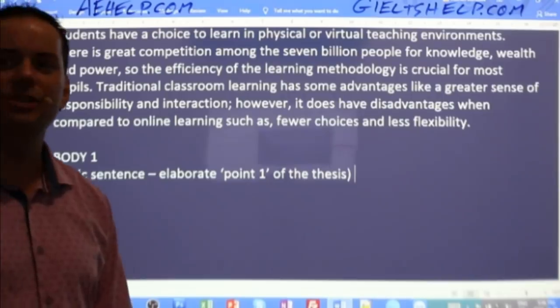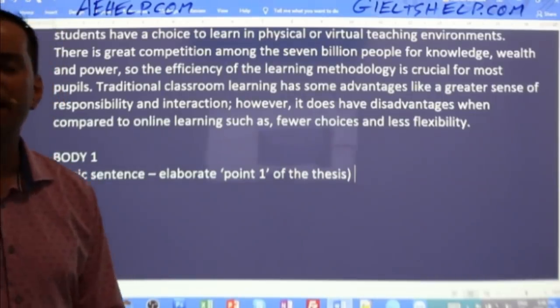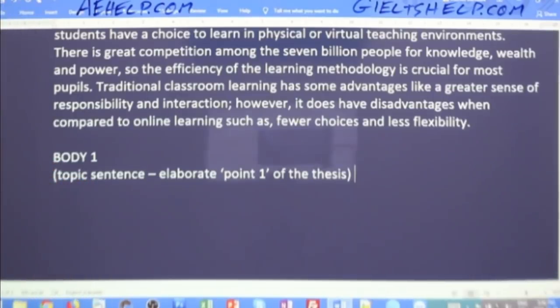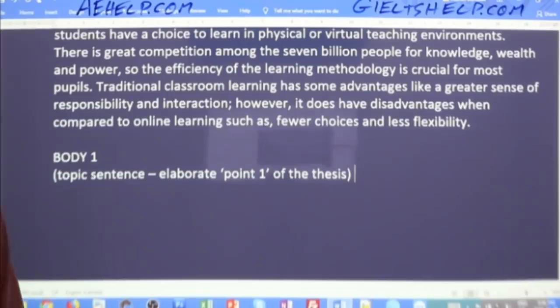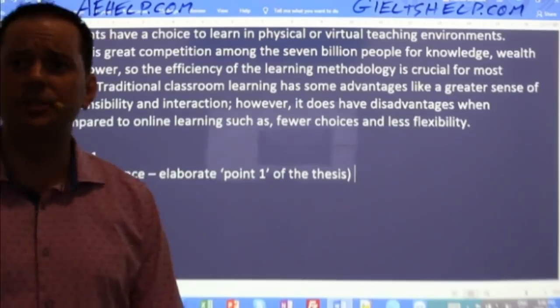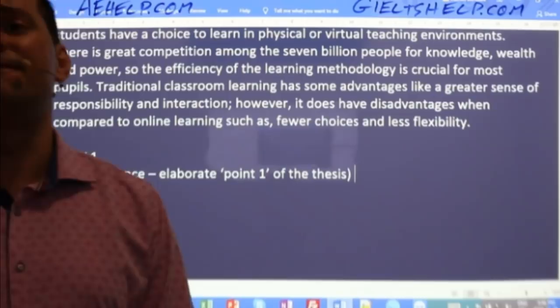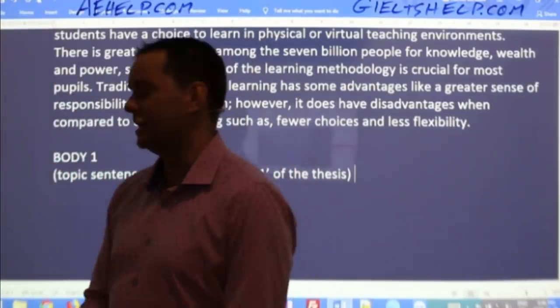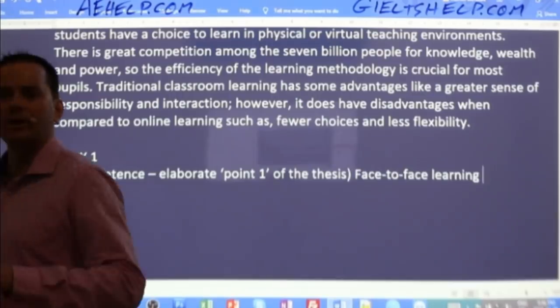Nagar says, traditional classroom learning helps students have better communication with their tutor and gain inspiration. Nagar, I like it, okay? It's a fairly decent, it's one of the better topic sentences I've seen so far. Face-to-face learning creates bonds between teachers and students. Komal, that is a very nice topic sentence. So nice, I'm going to steal it from you, okay? So face-to-face learning. And I'm going to tune it up a little bit.